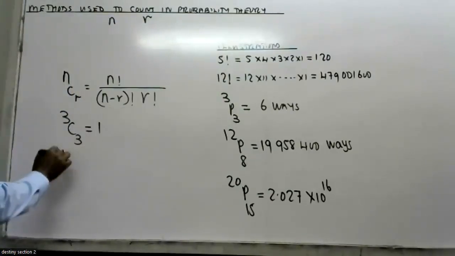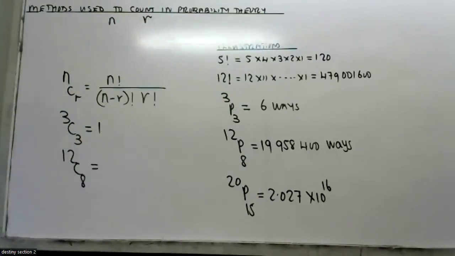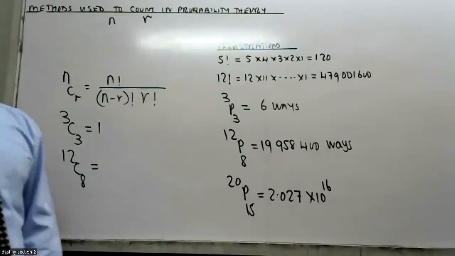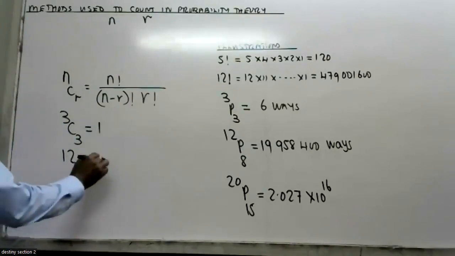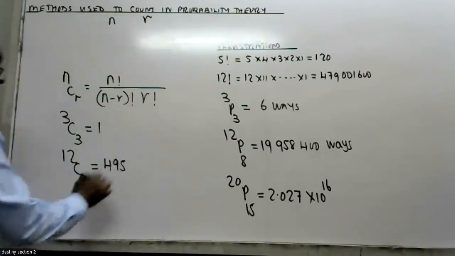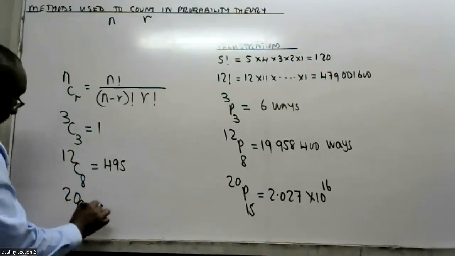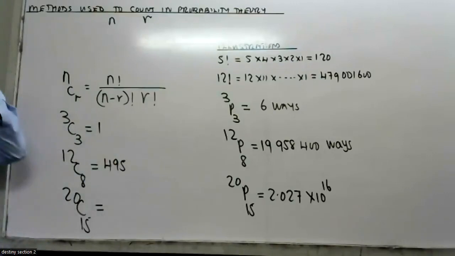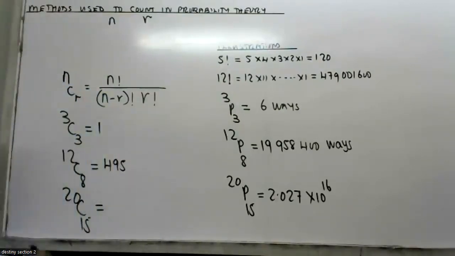Let's do 12 combine 8. You get what? 495. Then 20 combine 15. 15,504.